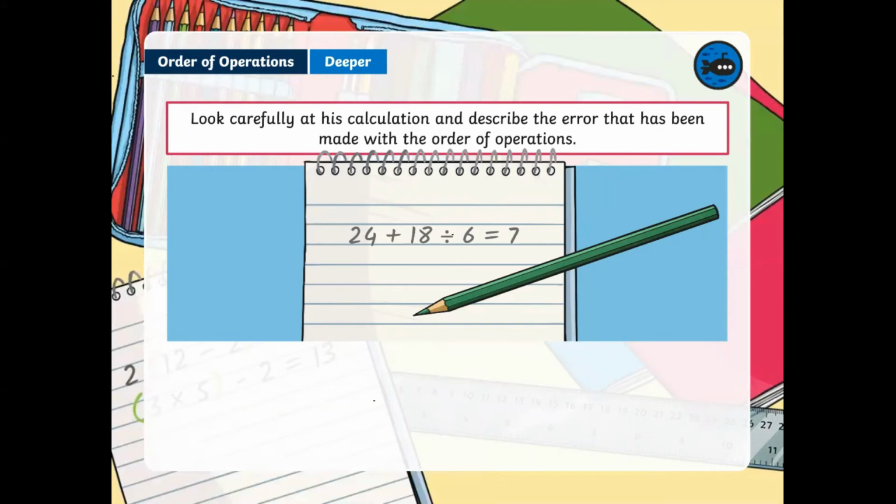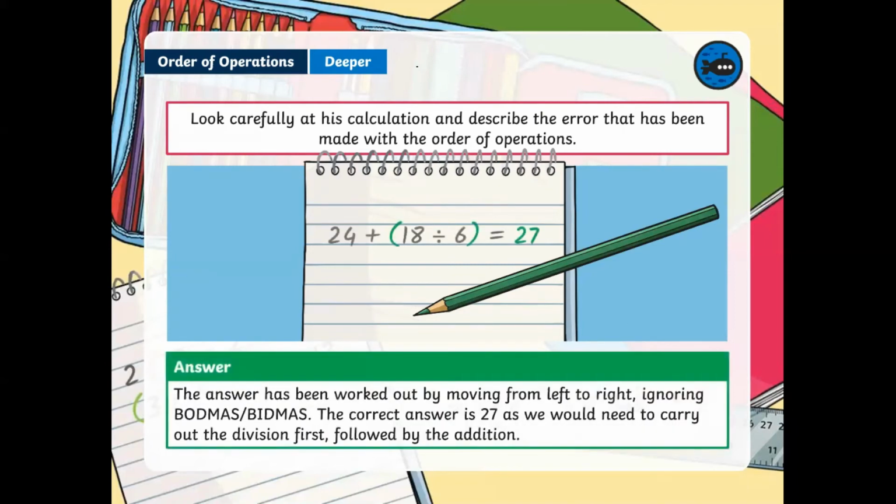abbreviation, we know that B is brackets, O is order, D is division. So D, division, is the third step. So D comes before addition. Addition is only the 5th step in BODMAS. So we have to do the 18 divided by 6 before we do the 24 plus 18. So we're going to do 18 divided by 6 in brackets, and then we're going to add the 24 to the answer of that, which would be 3, and we would get 27.